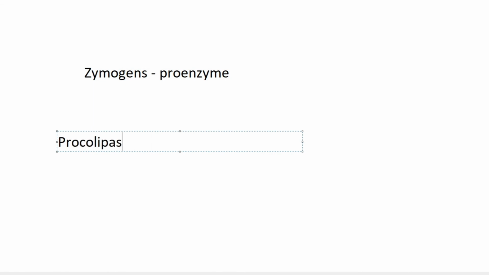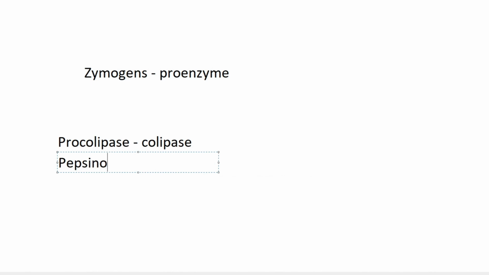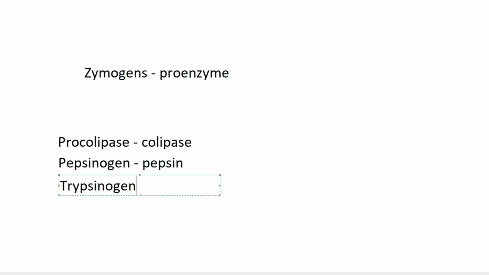So some examples are procolipase, which is activated by trypsin in your intestine to colipase. So procolipase is the zymogen and colipase is the active enzyme. Then you have pepsinogen in your stomach converted to pepsin, and then trypsinogen to trypsin.